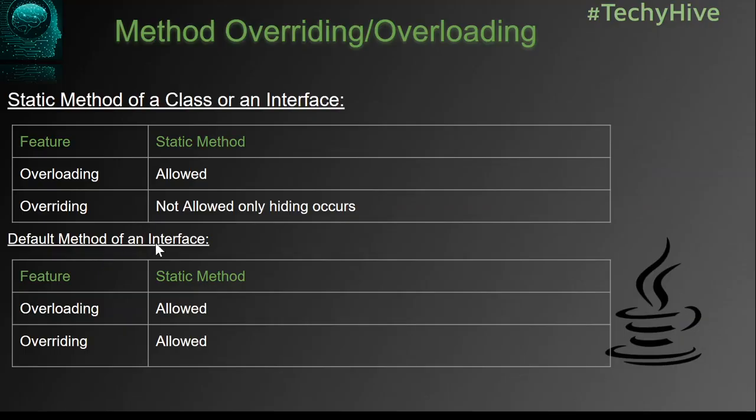For default methods of an interface, on the other hand, yes, overloading is allowed and overriding is allowed. So for the default methods of an interface, you can overload or override those methods in the sub interface of the parent interface. To explain method overloading and method overriding, I have created a few examples in Java, and I have posted a link in the video post.